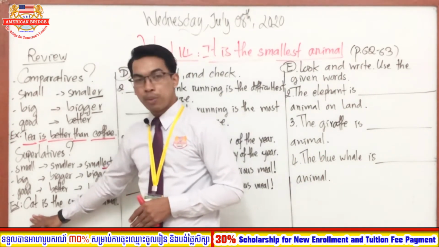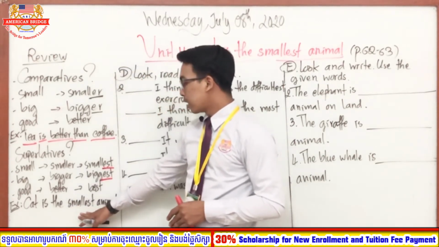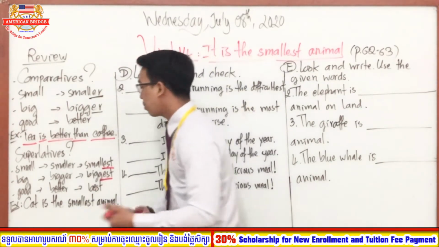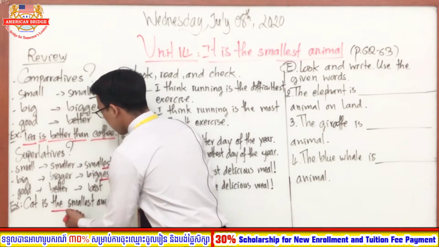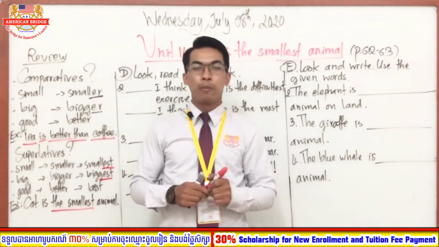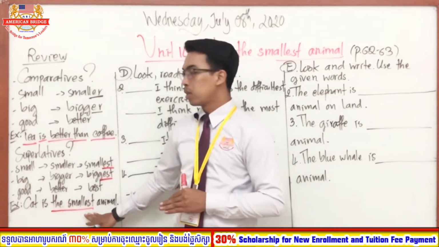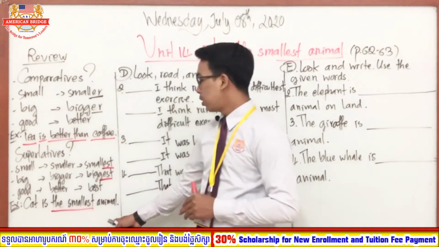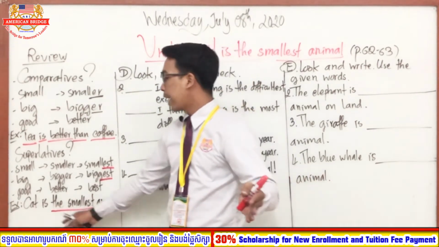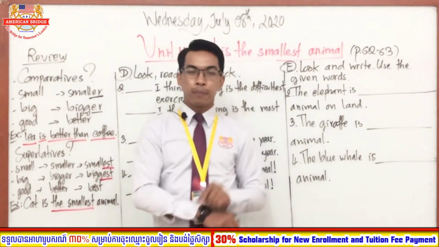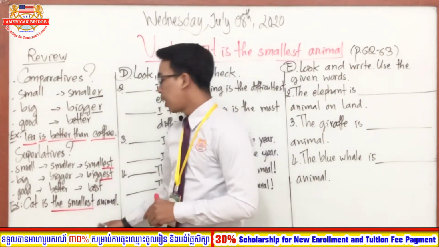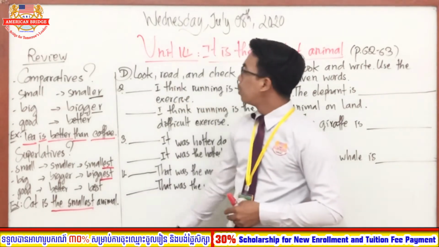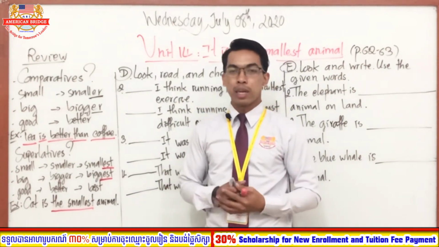Good. Just look at the example here. Cat is the smallest animal. You have to notice that we have the article the before smallest, and after that the superlative adjective. So it compares the cat to other animals. The cat is the smallest one. You see, good. So now let's move on to our lesson today, everyone.